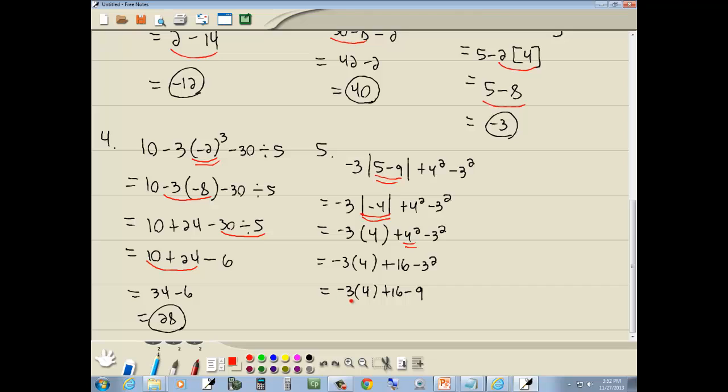On to my dear, multiplication division. Well, here's a multiplication division. Negative 3 times 4 is negative 12, plus 16 minus 9. And Sally, addition, subtraction. We got negative 12 plus 16, which gives us 4. And then minus 9 carries down. And 4 minus 9 gives us negative 5. And that's our answer. Now let me double check that. Negative 12, 16, minus 9, 4 minus 9, negative 5. Okay.